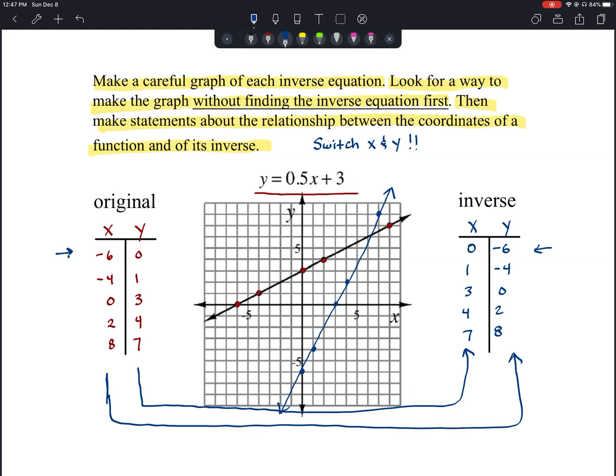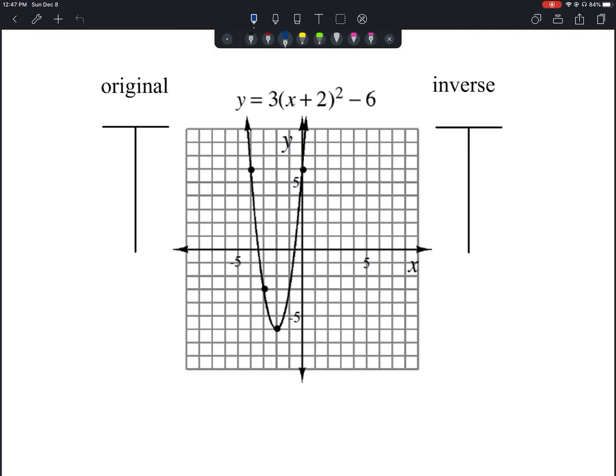All right, we're going to move on to the next one here. And when we're done with all three of them, we'll look at some of the relationships and things. So, second one here, it looks like we have a parabola. We have the equation y equals 3 times the quantity x plus 2 squared minus 6.